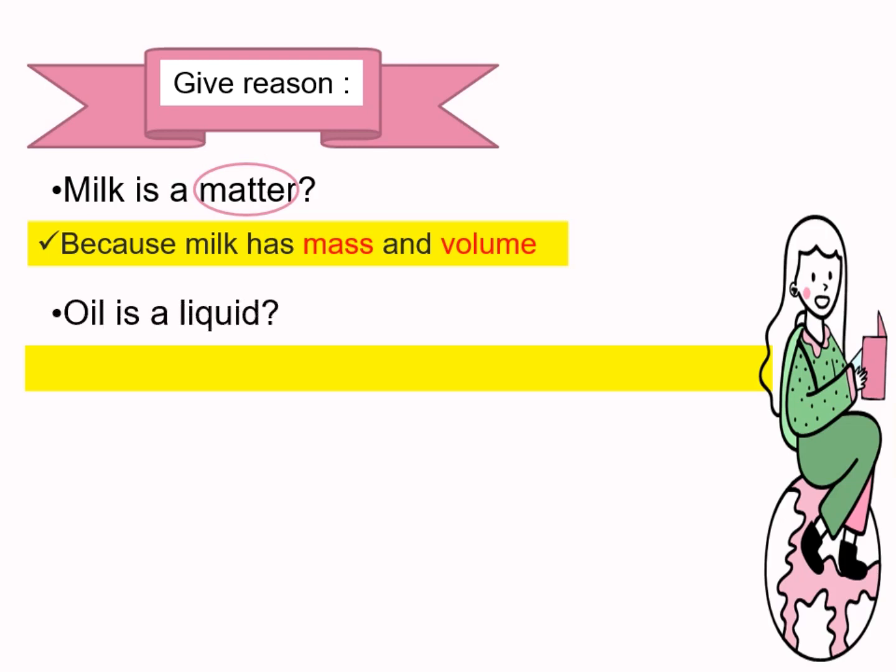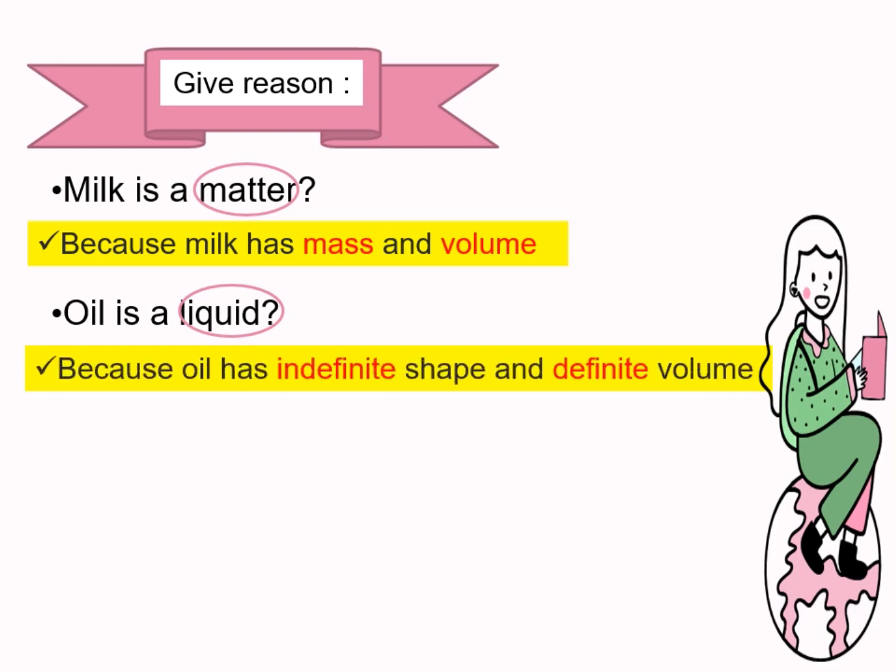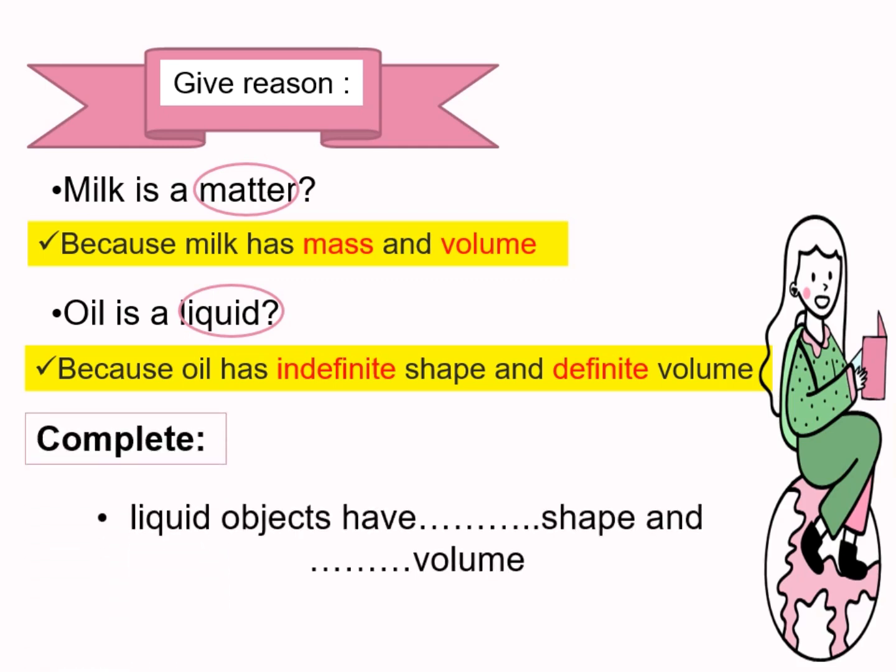The other type is give reason: oil is a liquid. In this case, you have to underline the word you need to define. Here you need to define liquid, okay? So your answer has to be because it has indefinite shape and definite volume. So you need to take care what you're going to define. Now complete: liquid objects have indefinite shape and definite volume. Yes, liquid objects have indefinite shape and definite volume.